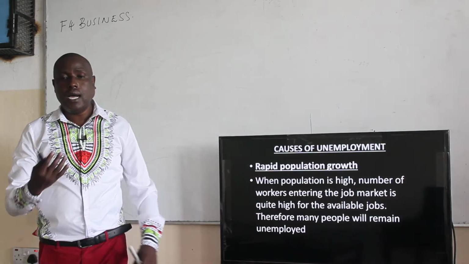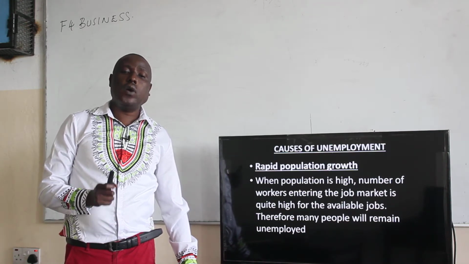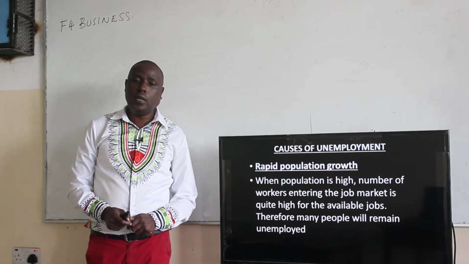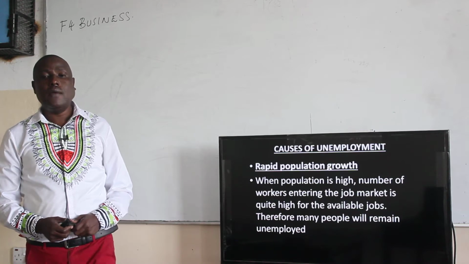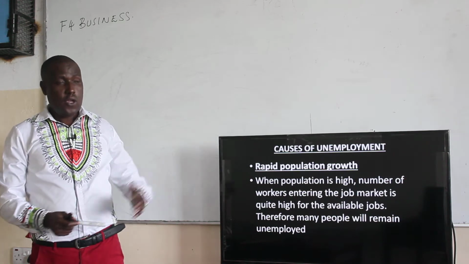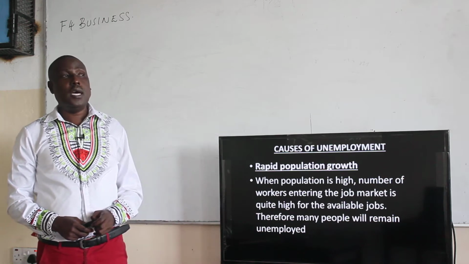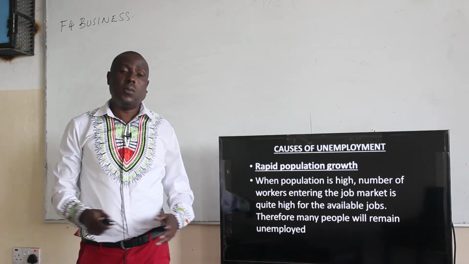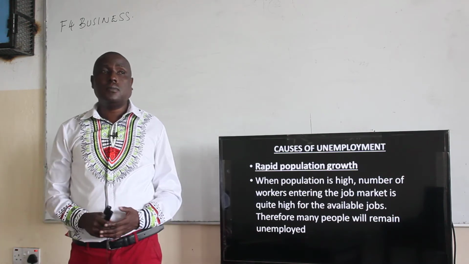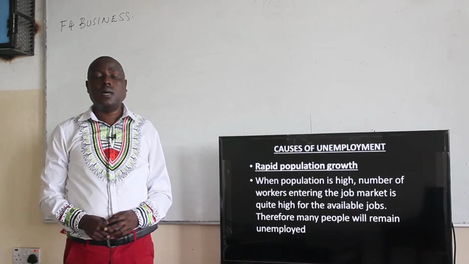So when the population is high, the number of workers entering the job market is quite high, and the available jobs are few. What does that mean? Many people will remain unemployed. When we had a population of 10 million, it was possible that the people above 18 years were maybe 3 million or 5 million, and all of them would be absorbed in the job market.